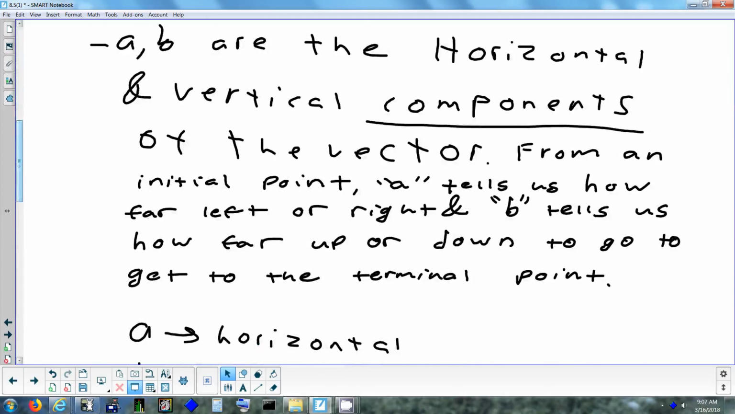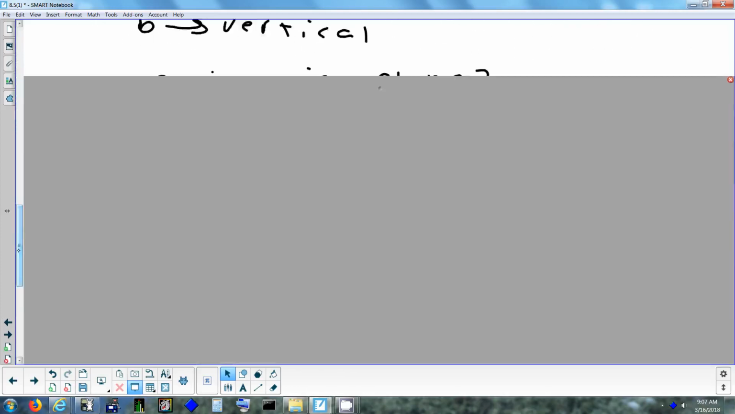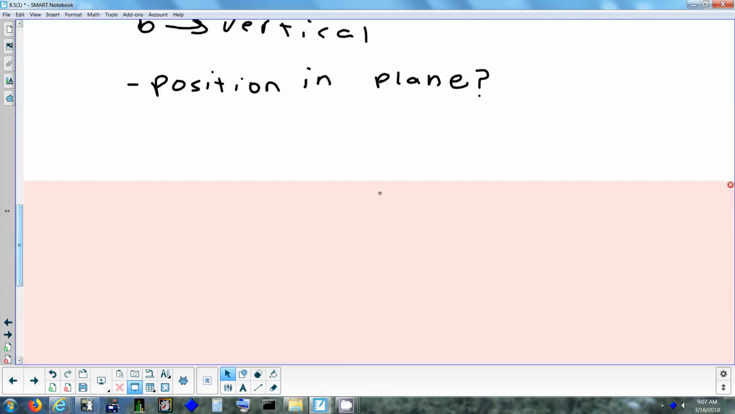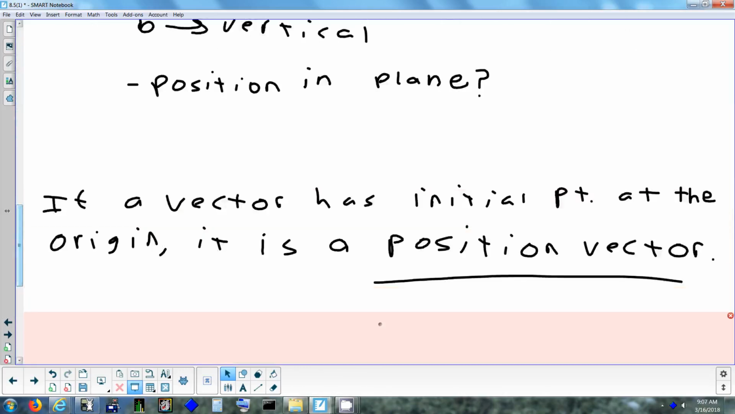Yep. The origin. So this notation doesn't tell you where to put it. You put it anywhere you want. But if you start at the origin, then what you have is called a position vector. And that's the last thing we're going to look at. How do we calculate a position vector if it's not at the origin? And it's super, super easy to do.